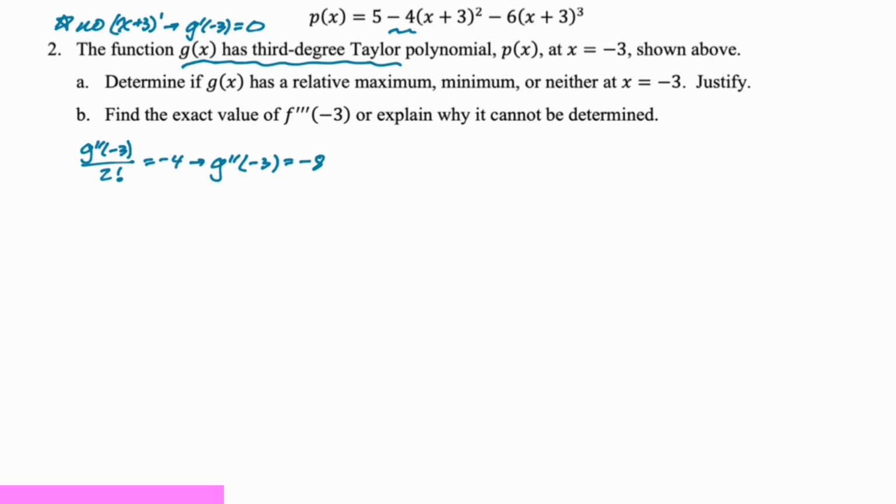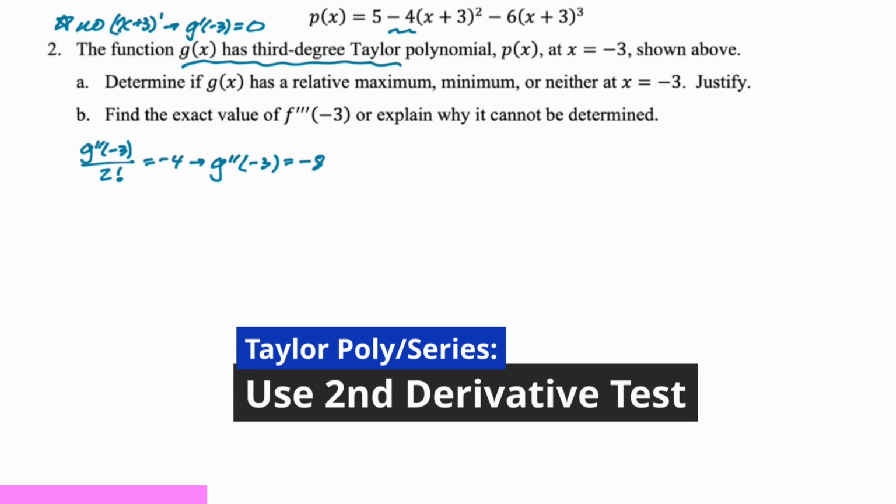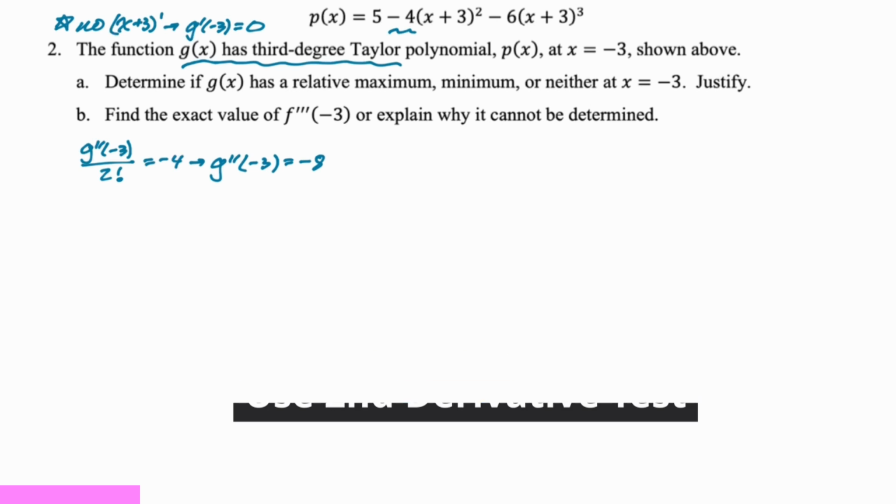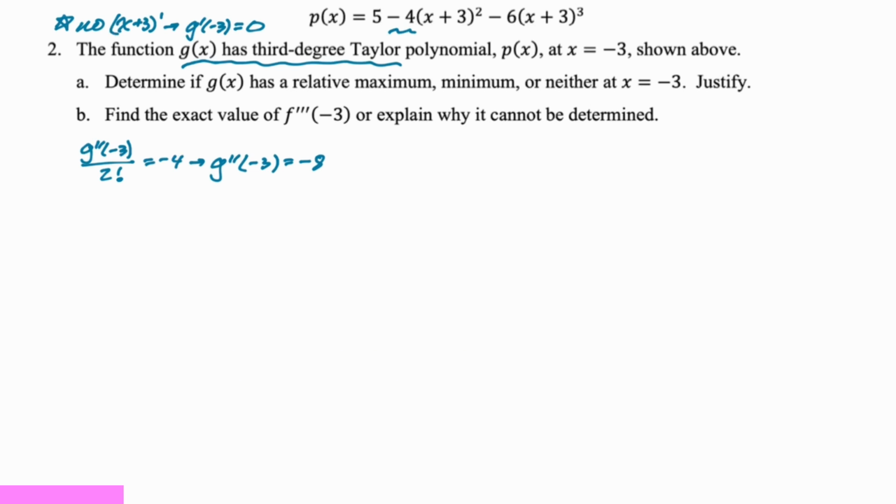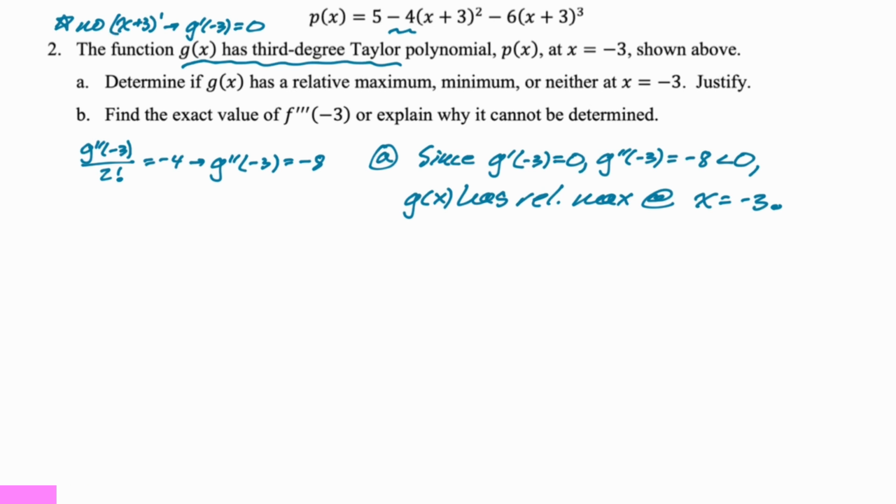That's important because now we can use the second derivative test. Second derivative test is extremely common to use when you're dealing with series in particular. You almost never do the first derivative test. Second derivative test almost all the time. So the first derivative is 0. The second derivative is negative, which means we are concave down, which means we must be at a maximum. So since g prime is 0, g double prime is -8, which is less than 0, g of x has a relative maximum at x equals -3.